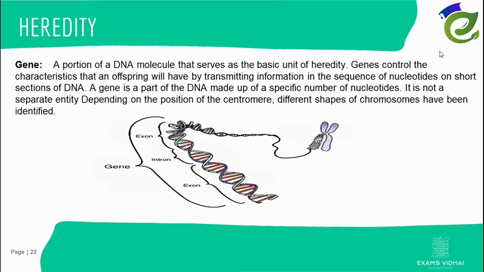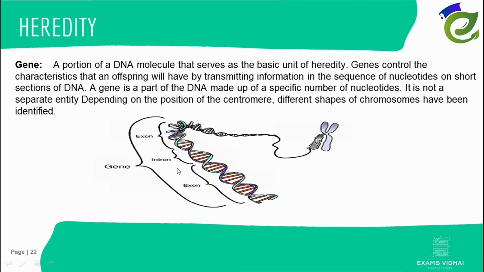What's a gene? A portion of the DNA molecule that serves as a basic unit of heredity. Genes control the characteristics that an offspring will have by transmitting information in the sequence of nucleotides on a short sequence of DNA. A gene is a part of DNA made up of a specific number of nucleotides. It is not a separate entity. Depending on the position of the centromere, different shapes of chromosomes have been identified.